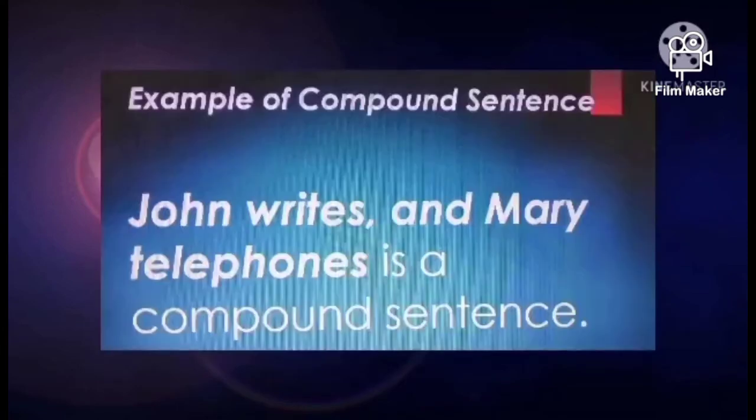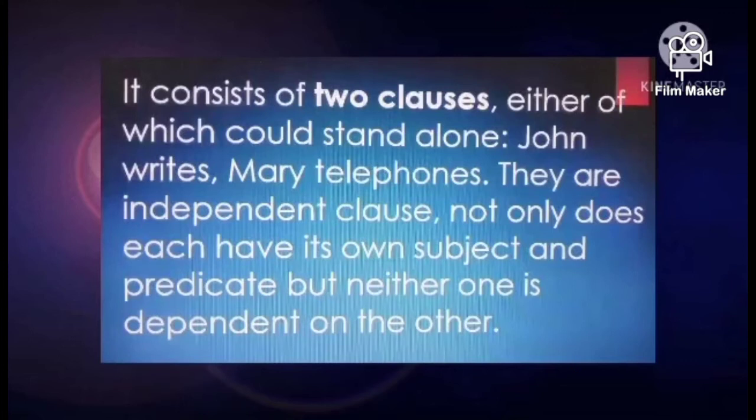Example of a compound sentence: John writes and Mary telephones is a compound sentence. It consists of 2 clauses, either of which could stand alone. John writes. Mary telephones. They are independent clauses. Not only does each have its own subject and predicate, but neither one is dependent on the other.